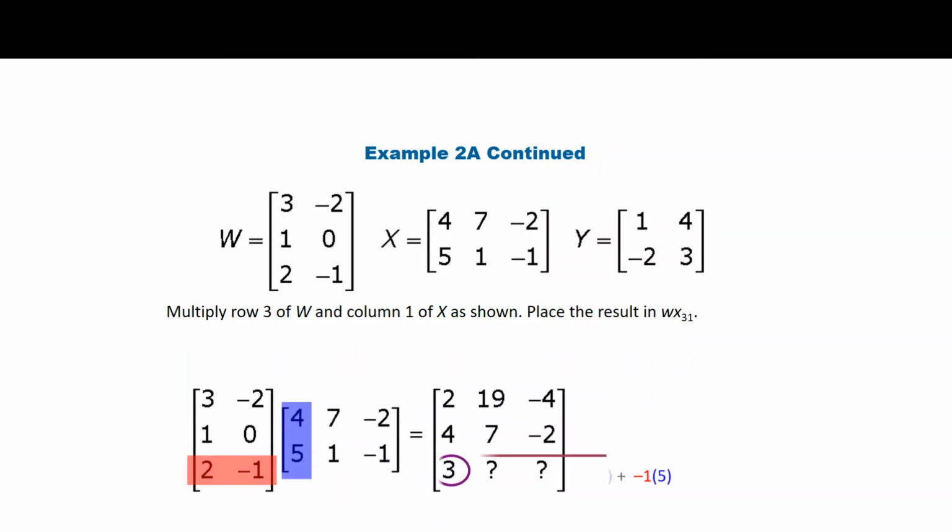All right, here we go again. Now we're into the third row. 2 times 4 plus negative 1 times 5. When we add that, we get a 3. Same thing, third row, second column. 2 times 7 plus negative 1 times 1, and when you add those together, you get 13. And finally, third row, third column. 2 times negative 2 plus negative 1 times negative 1, and that gives us a negative 3.